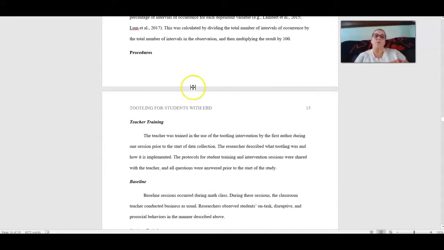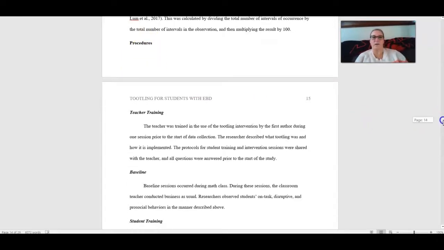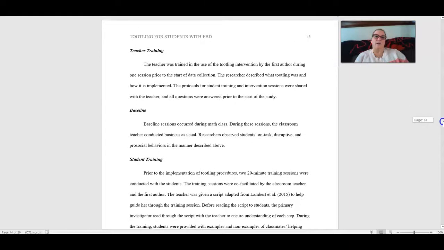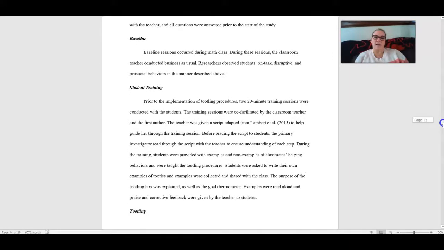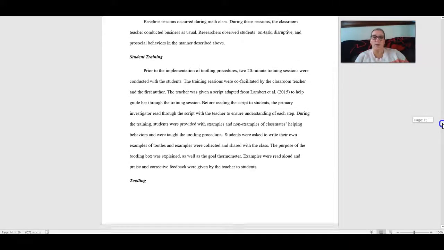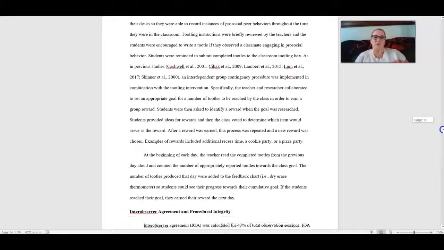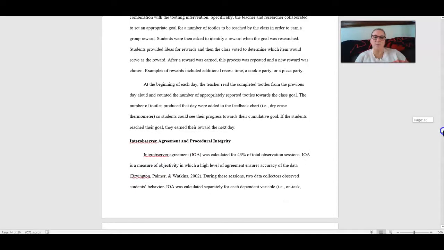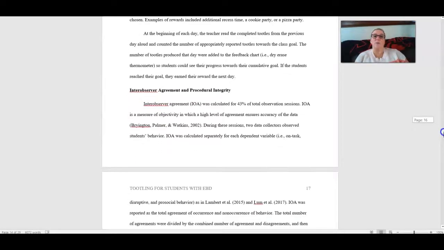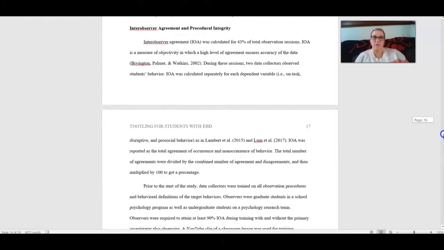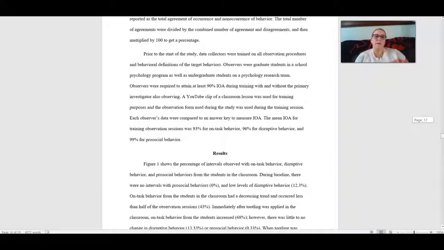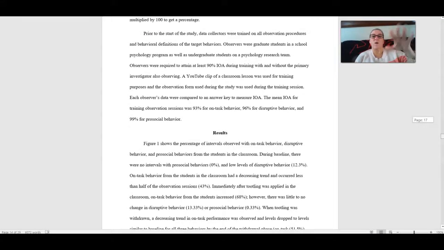Now we get into the procedures. So this is step by step, what did we do to conduct the study? Teacher training. We did baseline data collection. We did student training. And then we describe what the tootling intervention looked like in that classroom. Describe how we collected the inter-observer agreement and procedural integrity data. And then, so that's all of your method.